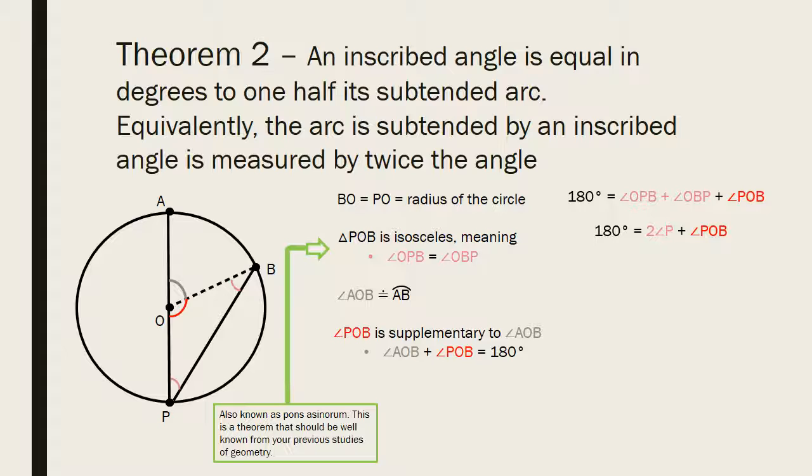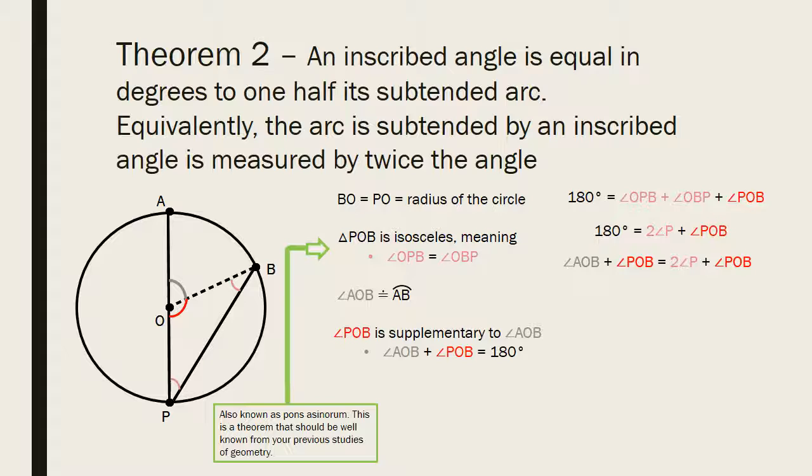Now we already know that angle AOB plus angle POB must be supplementary, which means they must equal 180 degrees. We can say that angle AOB plus angle POB is equal to 2 angle P plus angle POB, because that's equal to 180 degrees too.